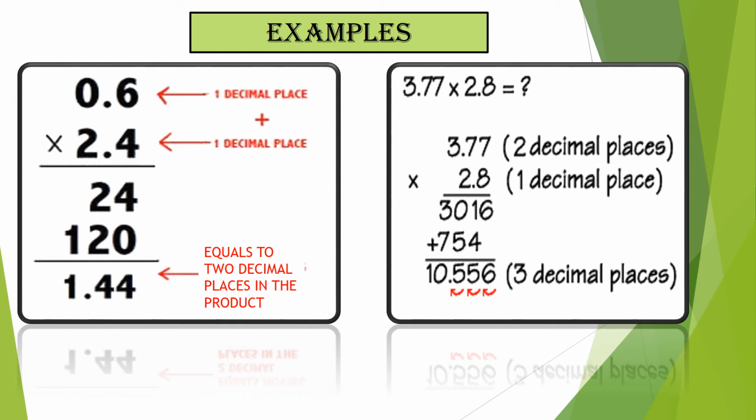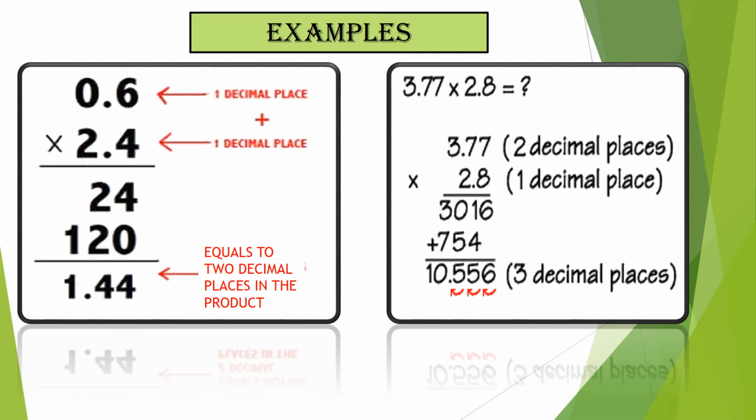Now here you can see 0.6 into 2.4. So here in 0.6 the decimal is after one place, and in 2.4 also the decimal is after one place. On multiplying this, first you will multiply 4 with 6. So 6 fours are 24. You just write the number, this is the ones place digit. Now you are multiplying the tens place digit. So you will put 0 here. 2 sixes are 12. So you are putting 12 here.